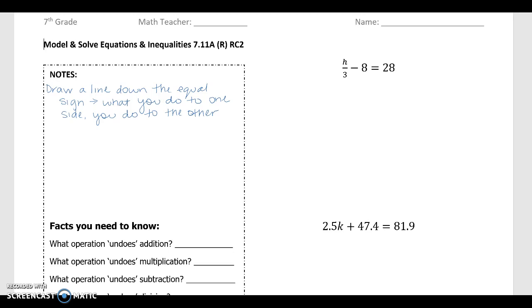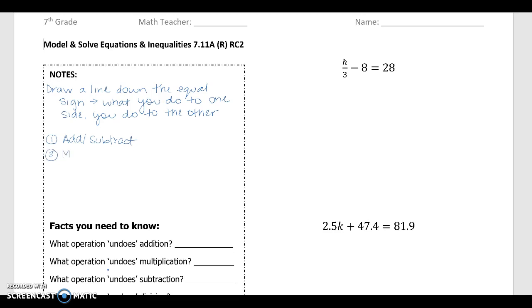All right, so first you're going to either add or subtract based on what's going on in the equation. You want to undo what is in the equation. So if it says plus 8, you're going to do minus 8. If it has plus 11, you're going to do minus 11. If it has minus 21, you're going to add 21. So first step, you're either going to add or subtract.